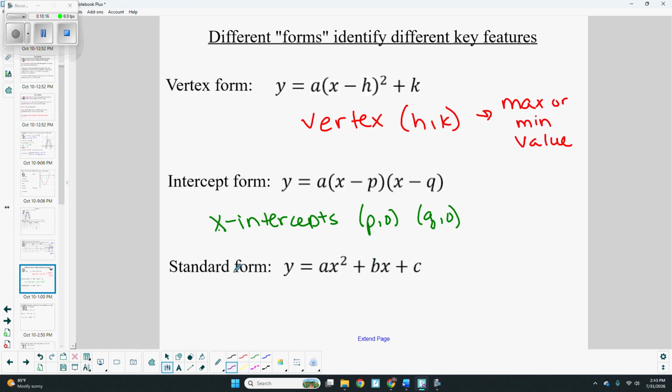And then standard form will tell us the y-intercept, because remember the y-intercept is when x is 0. So if x is 0, this is gone, and if x is 0, this is gone, so all we're left with is c. So the y-intercept would be 0, comma, c. So this is best if we wanted to know the starting position for something.